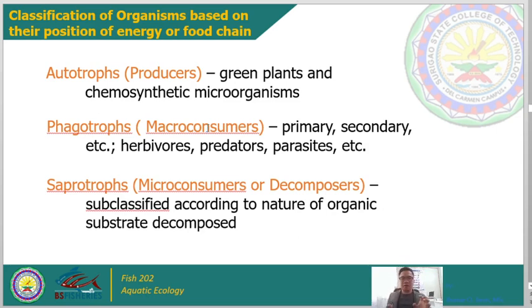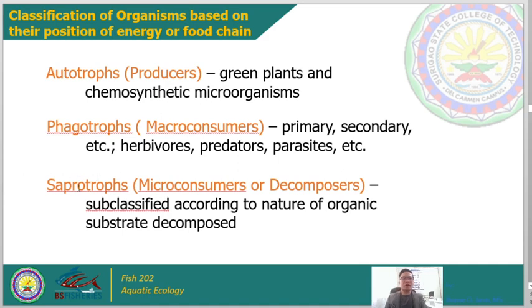So from the word phage, meaning to say eat, no? Phagotrophs, macro consumers, which are basically primary, secondary, herbivores, predators, parasites, and many other types of macro consumers. Mga ginakaon nila mga big, large organisms. Okay? So these are phagotrophs.